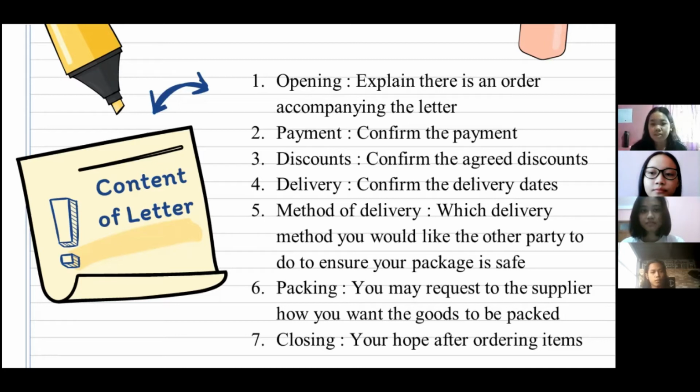The fifth is delivery method. In this part, we have to make sure what delivery service we will use so that the goods could arrive safely to the buyer. The sixth is packing. In this part, you may request to the supplier how you want the goods to be packed. And the last one is closing. In this part, you write your hope after ordering items.